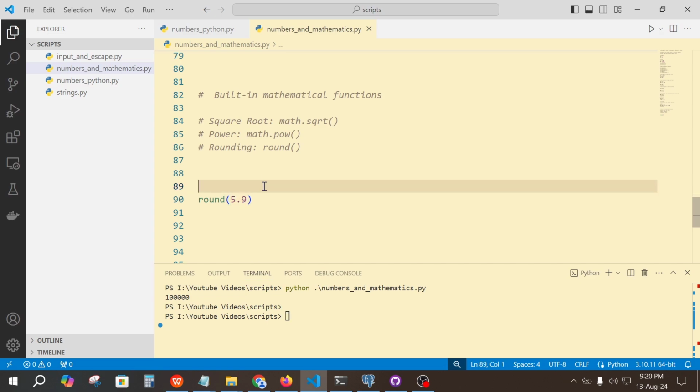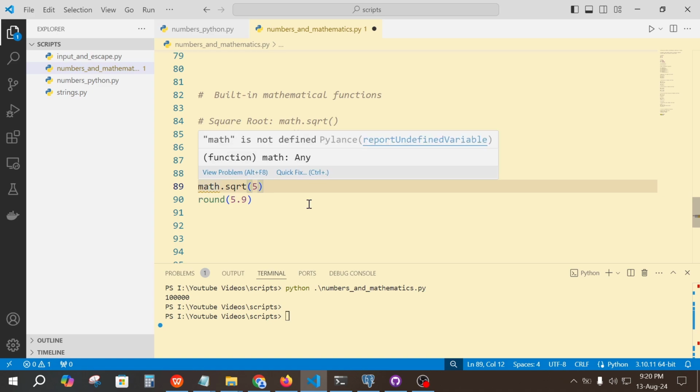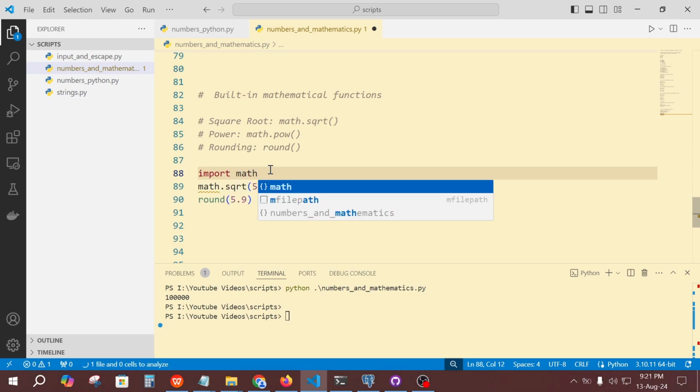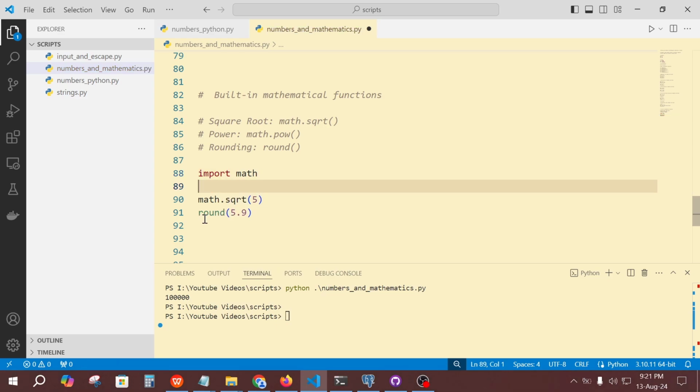But if I type math.sqrt, square root of 5, then it is giving me this line here. It is saying math is not defined. So for defining it, we have to import it. Import math. Okay, and now this line is removed. If you do not import it, then it will give us an error.